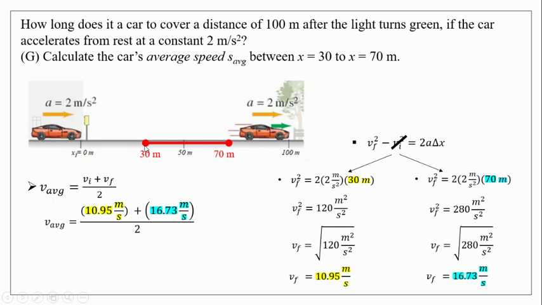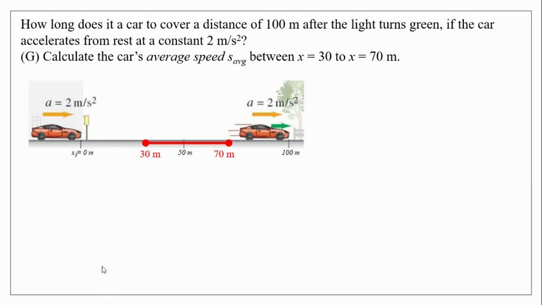So by the time the car gets to a position of 30 meters, it is moving at a rate of 10.95. It keeps getting faster and faster. By the time it gets to the 70 meter mark, it is now moving at a rate of 16.73. So this is my initial, that's my final, which I just found. I'm going to add those two values. That will give me 27.68 in the numerator. I'm just going to carry the 2 in the denominator down. So therefore, the average velocity will be 13.84 meters per second. But again, it asks for average speed, so I'm just going to leave that as my answer. I don't need to include direction, okay?